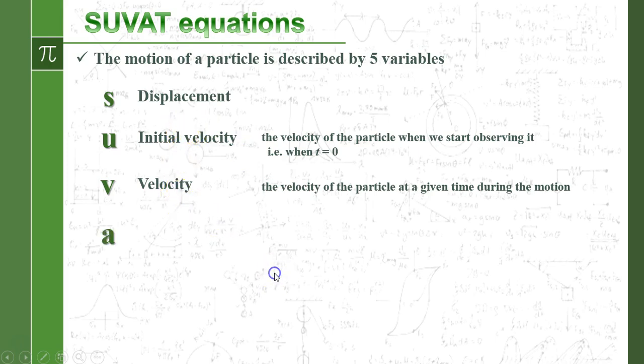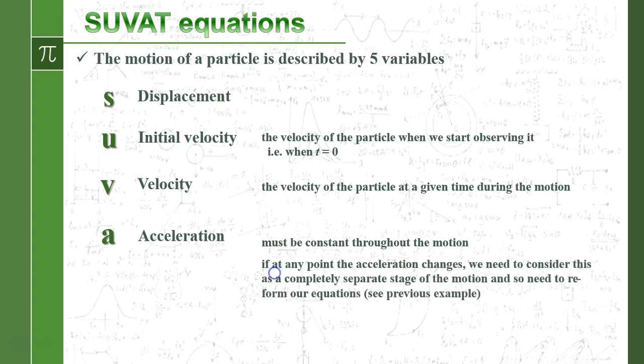Then we've got acceleration, which is A, and that absolutely must be constant throughout the motion. We can deal with variable acceleration in a separate section later on, and variable acceleration changes everything, so this is just constant acceleration. The acceleration is the same throughout. And then we've finally got time.